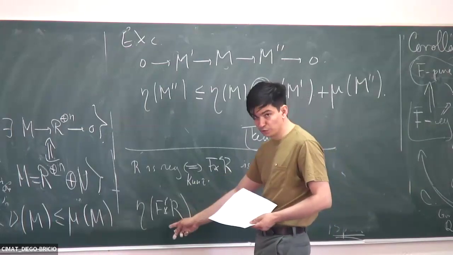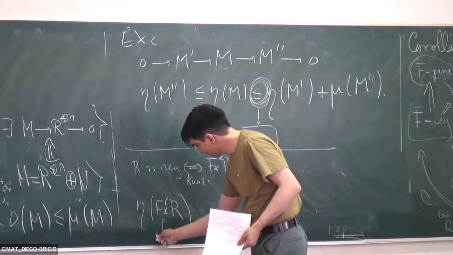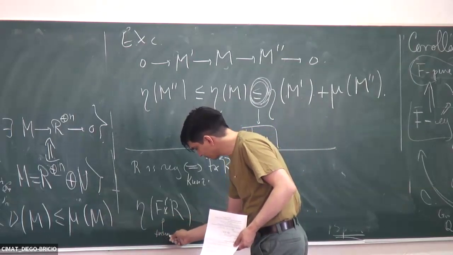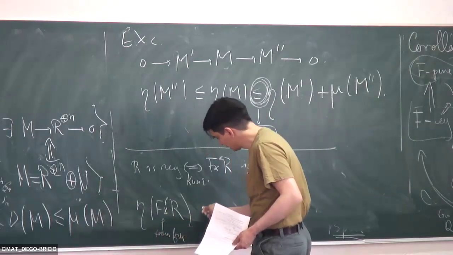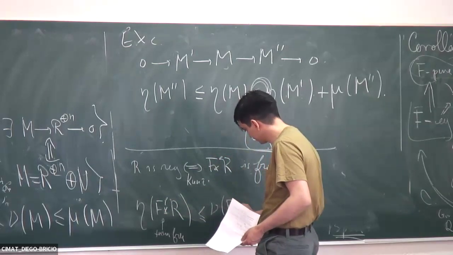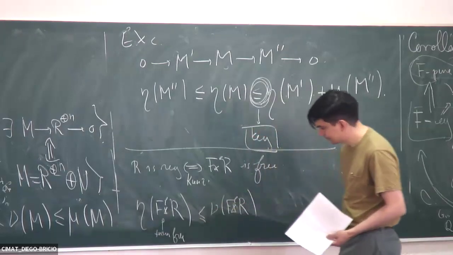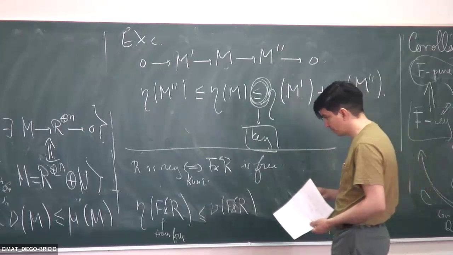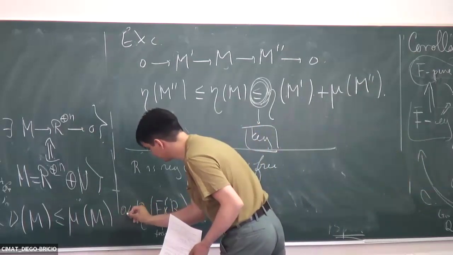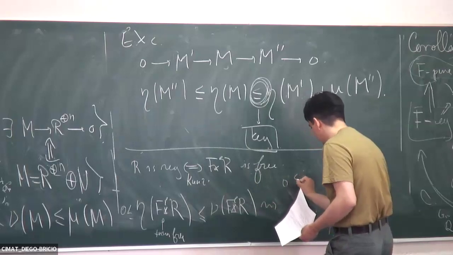Which is torsion free, right? Because R is a domain. So this is torsion free. And so I can compare it to its generic rank. This is always bigger than 0. So even better, I can look at the quotient.